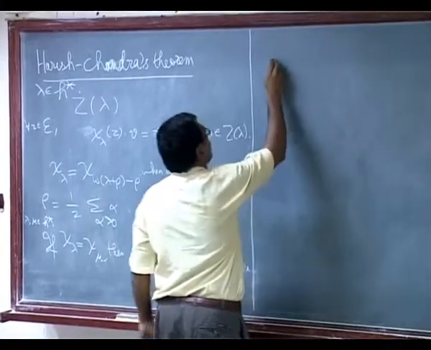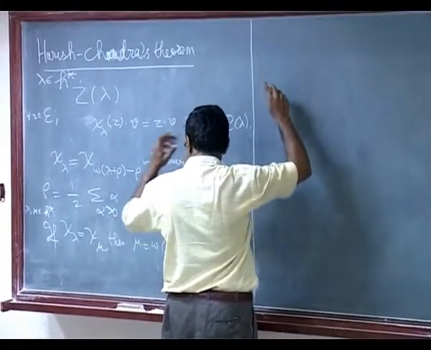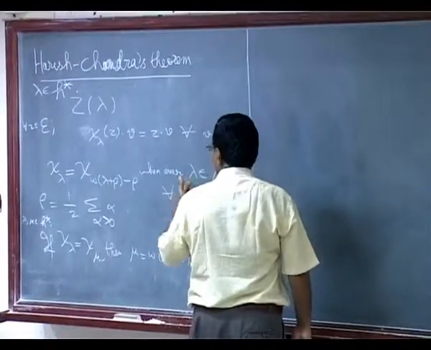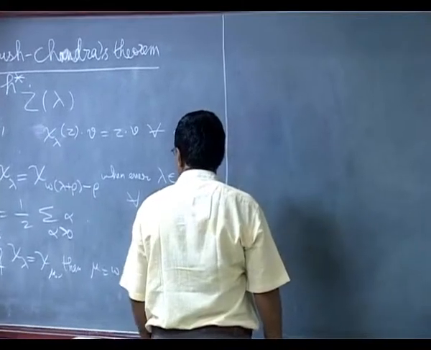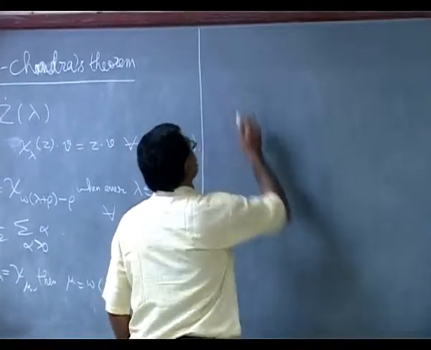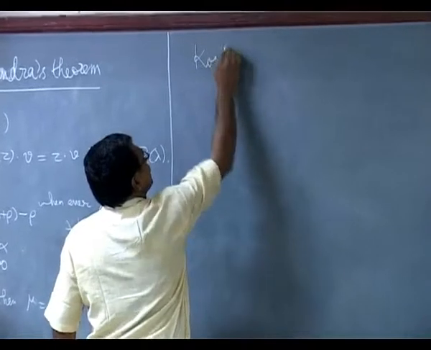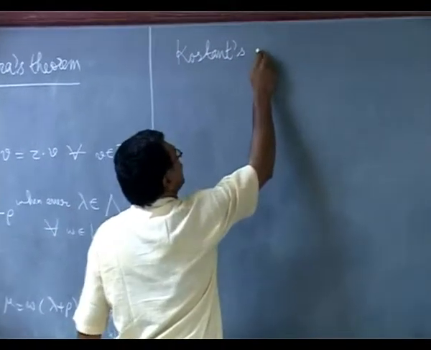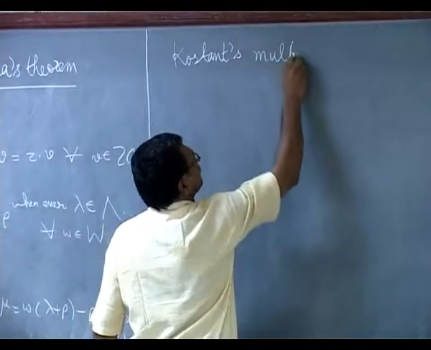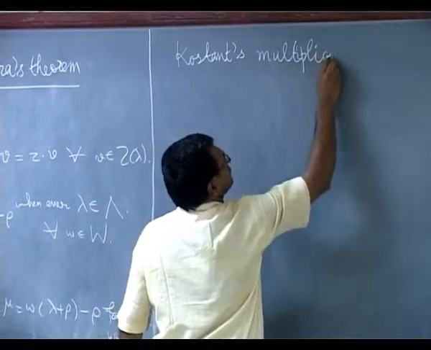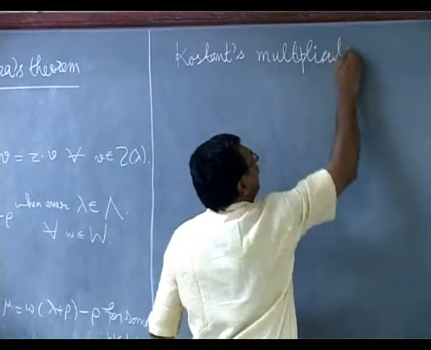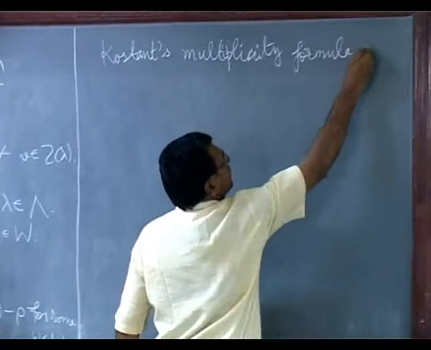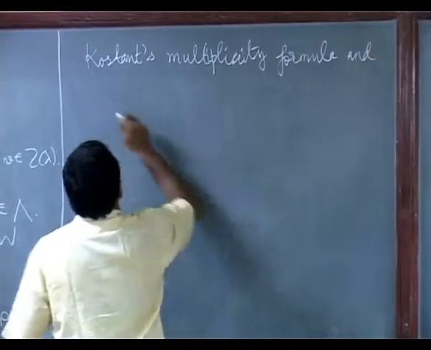Now, we are going to use this theorem, Harish-Chandra's theorem, and of course, the converse for integral weights to prove. So, today's goal is to prove Kostant's multiplicity formula and Weyl's character formula.